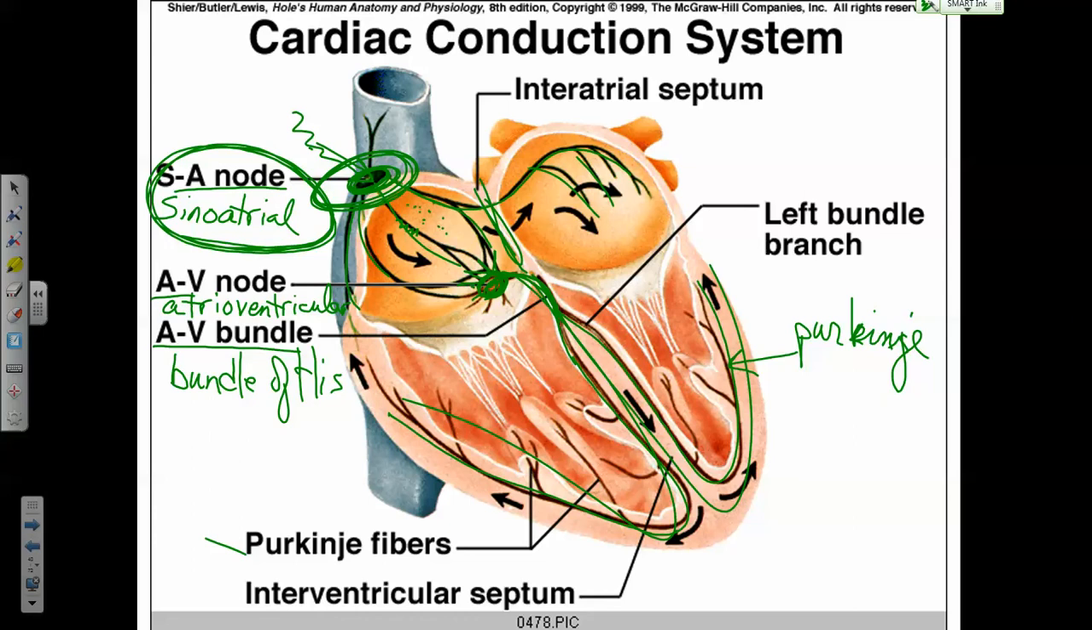Okay? For some people, the AV node acts as the pacemaker, but for most people and for your test, the SA node is the normal pacemaker of the heart. Okay?